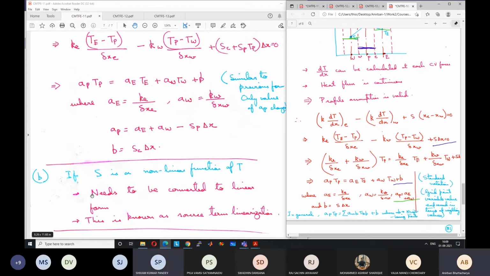Yes, sir. Okay. So now the other part is that if S is a non-linear function of T, then it will become something like Tp square or Tp cube type of term. But there is no Tp square term in any of the other terms. So it becomes non-linear. That we have to tackle using an iterative method. We have to linearize that equation, which is known as source term linearization. We will study it somewhat later, just after studying another topic. So if S is a non-linear function of T, it needs to be converted to linear form. This is known as source term linearization.